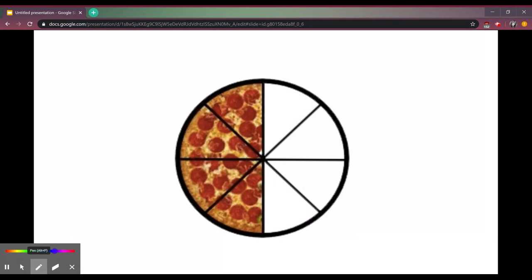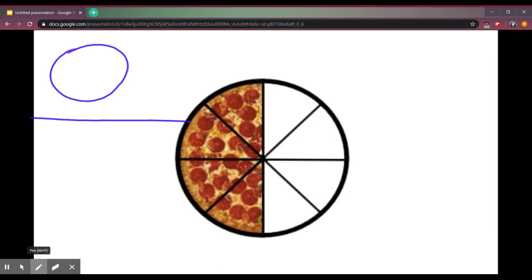So a fraction has 2 different parts to it. We have a top number, a line, and then a bottom number. And each of these numbers tells us something different about it. This middle line tells us that it's a fraction. So how do we find these numbers? What do these numbers mean?